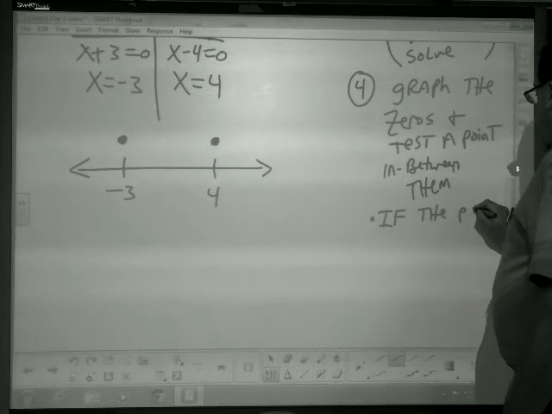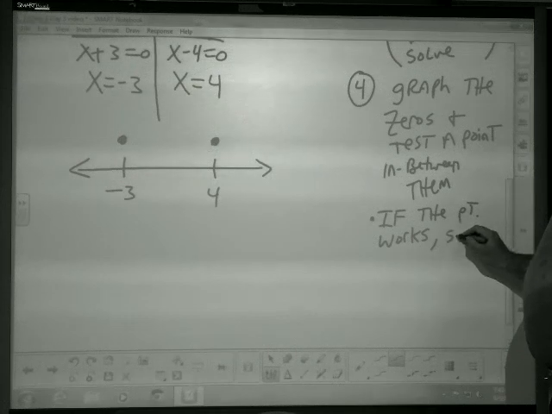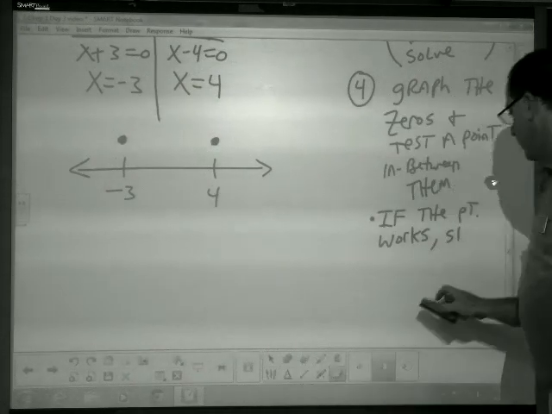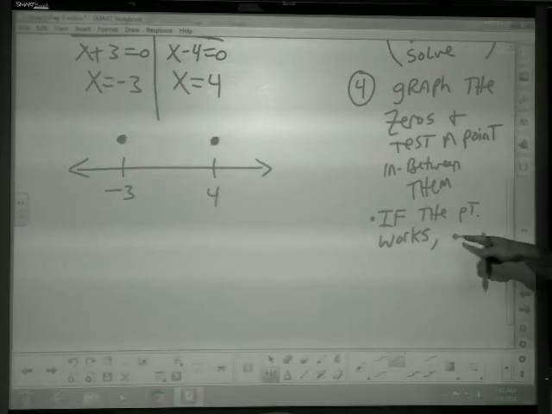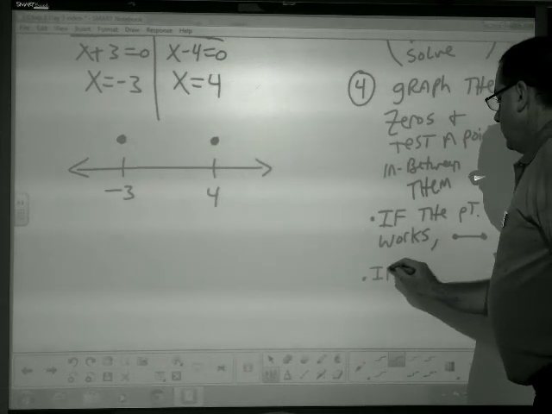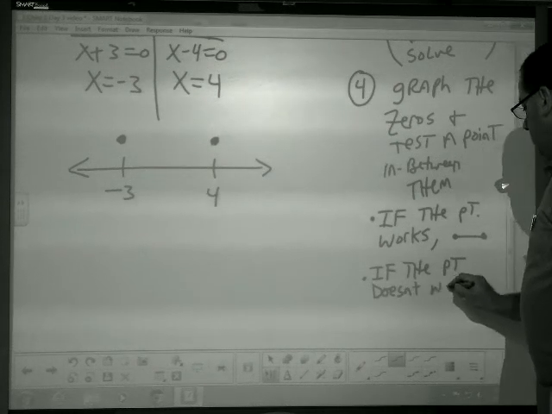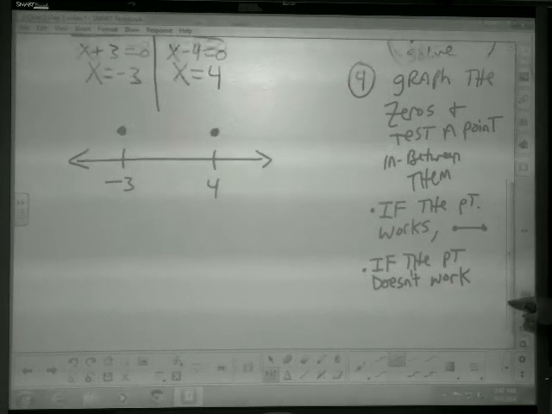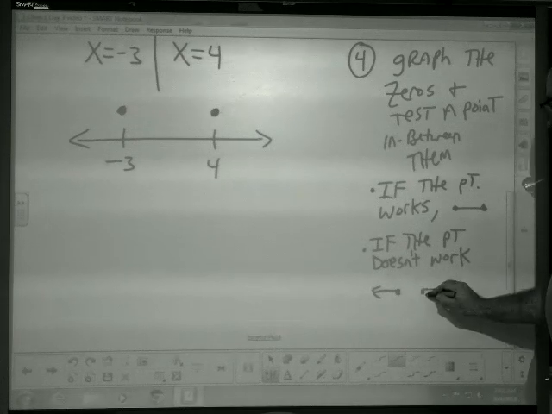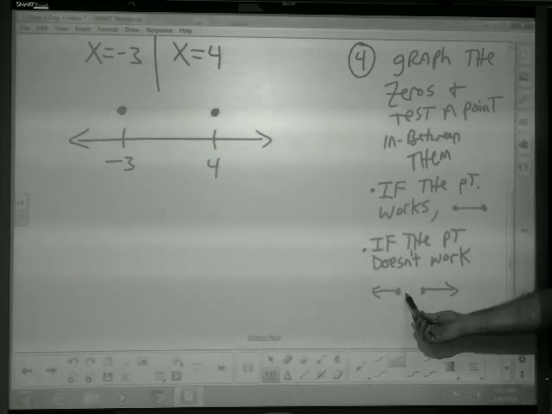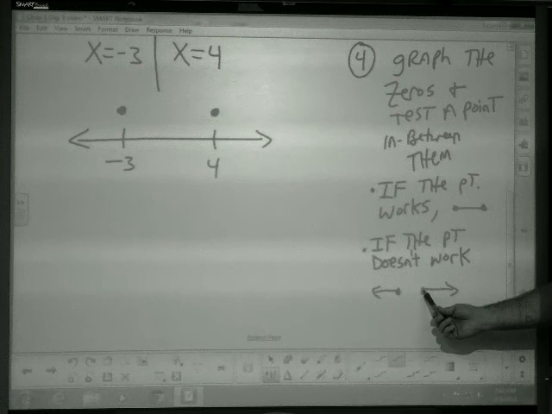If the point works, then shade between, or I guess draw a line between, right? If the point works, then your answer looks like that. If the point doesn't work, then your answer looks like this. Because what's between them does not work, you would not shade there, so you must be shading away. So if the point that you test works, you're between. If it doesn't work, you're away.